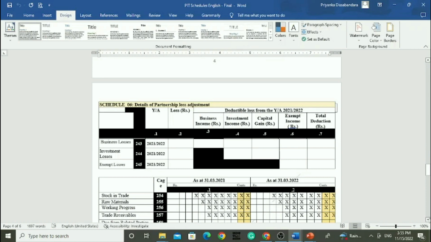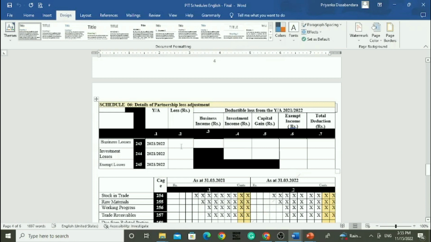Because of that, we cannot enter any amount in this Schedule 6. If a partnership has a loss, then that partnership should enter that loss in this Schedule 6. If they have a business loss, they can enter that amount under KG 243. If they have an investment loss, they can include that under KG 244. If they have exempt losses, they can include that amount under 245 KG.